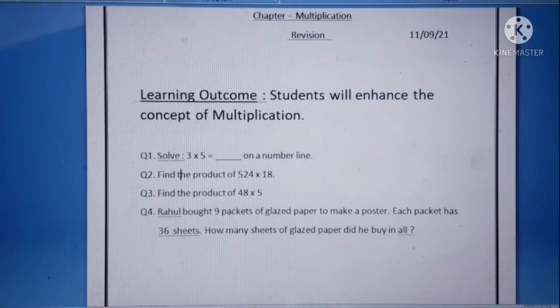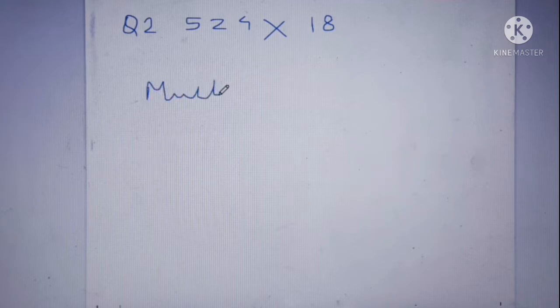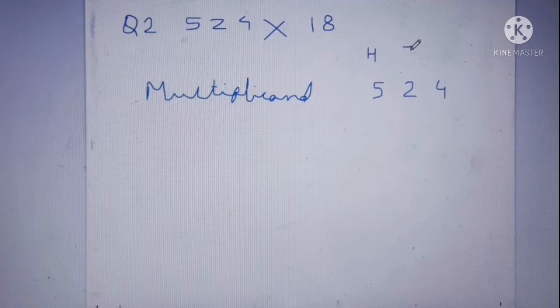524 multiplied by 18. You all know how to do, children. 524 is our multiplicand. Our multiplicand is 524. 5, 2 comes in tens place and 4 comes in ones place. So you can write the place value also here. Hundreds, tens and ones. And our multiplier is what, children? Our multiplier is 18.